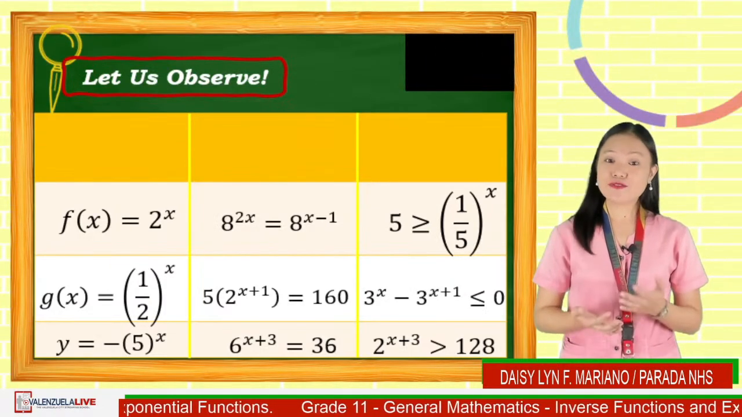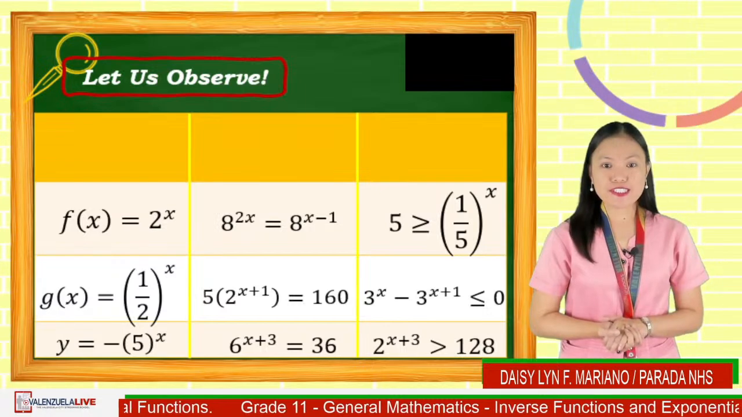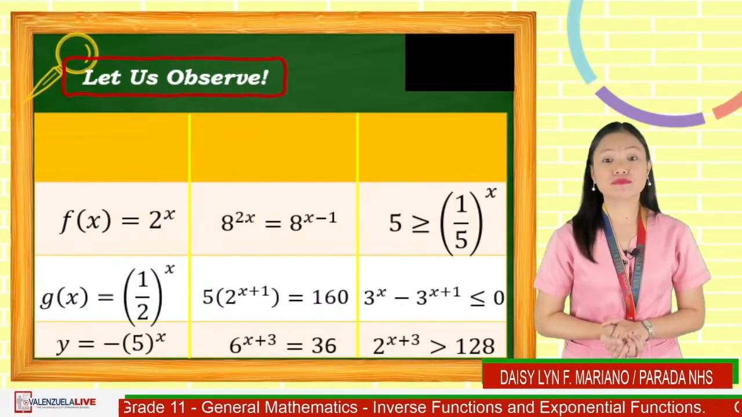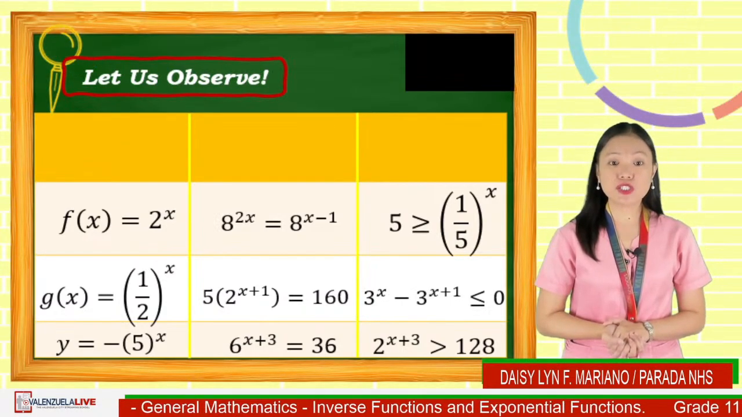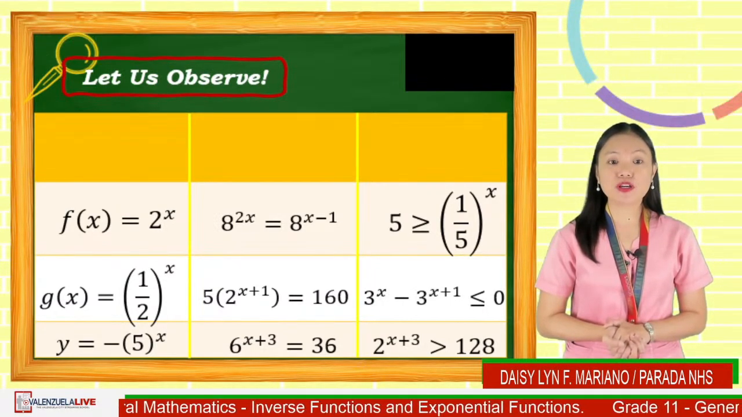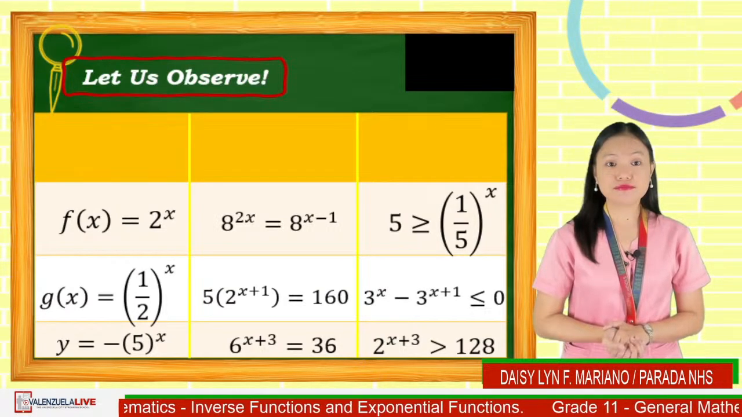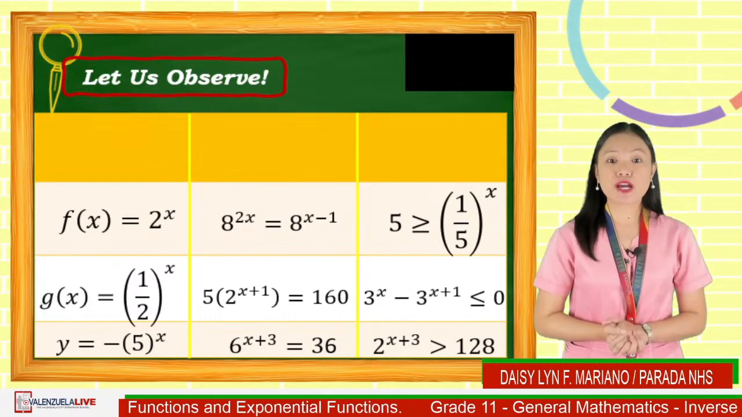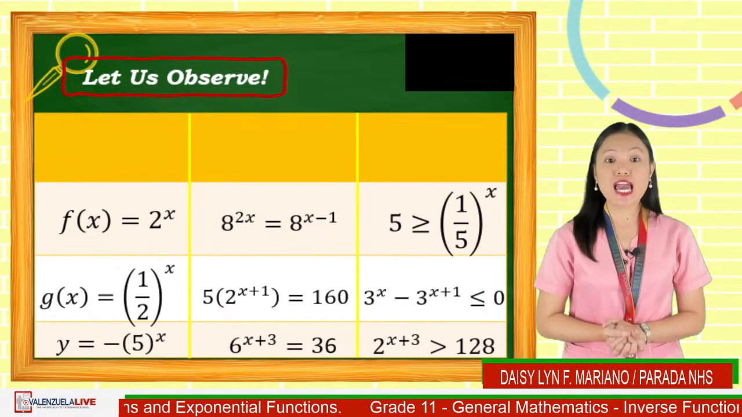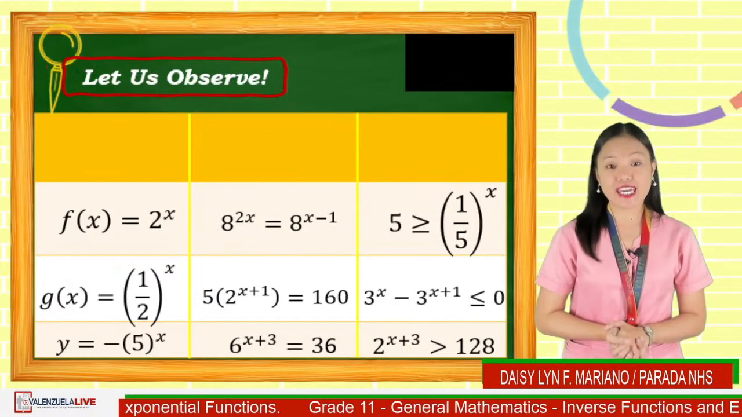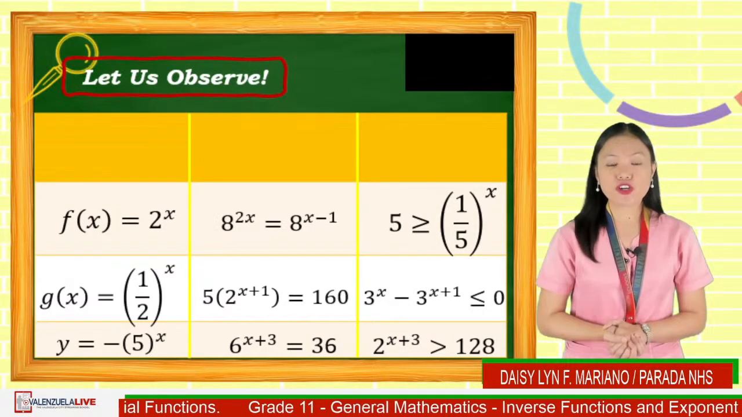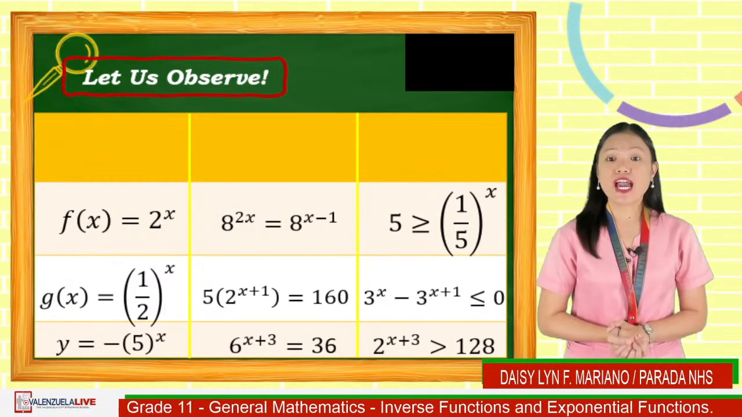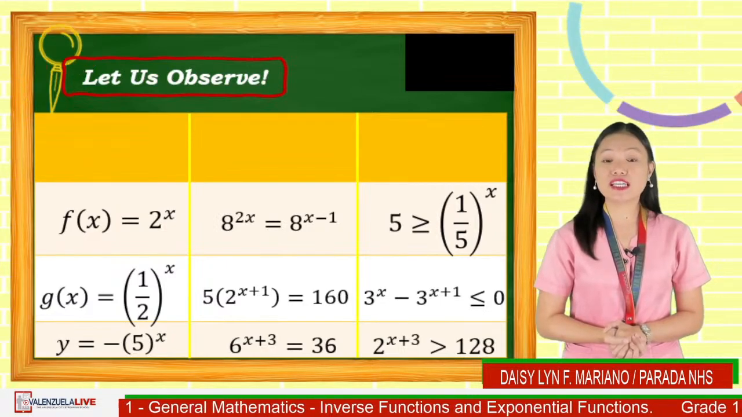Time's up. Let us verify your answer. On the first column, you may observe that the exponent is a variable. The base is greater than zero, and the mathematical symbol of equal sign is present. On the second column, you may observe it contains expressions containing variable exponents and the mathematical symbol of equal sign is present. On the third column, you may observe that the exponent is also a variable, and mathematical symbols of inequalities are present.